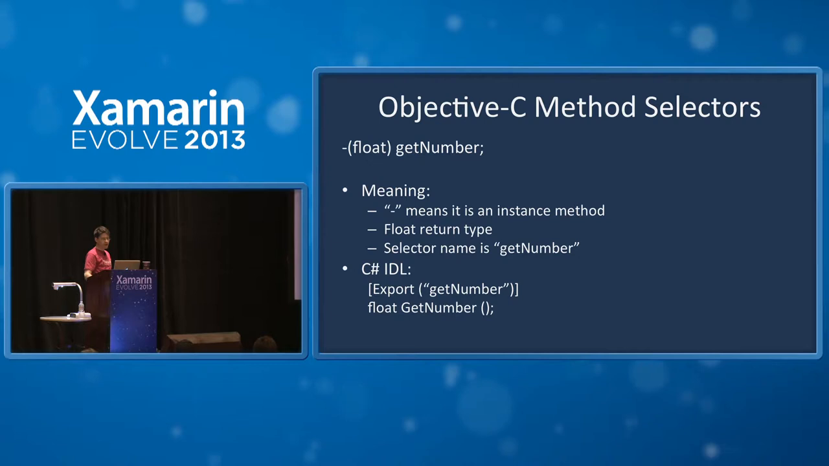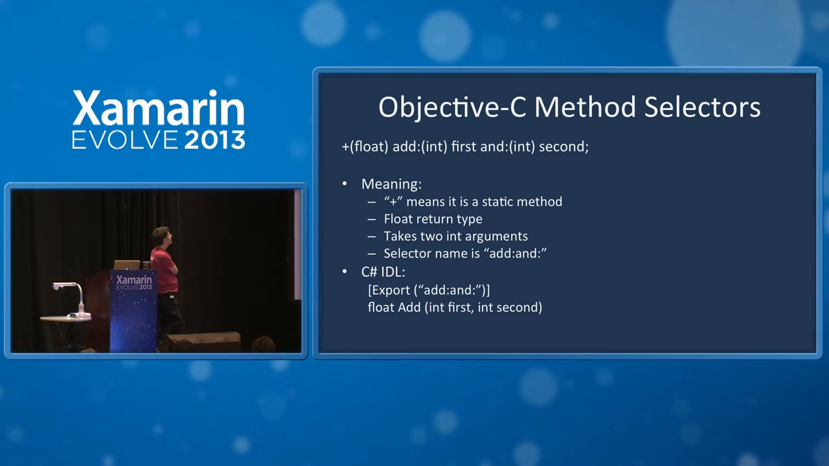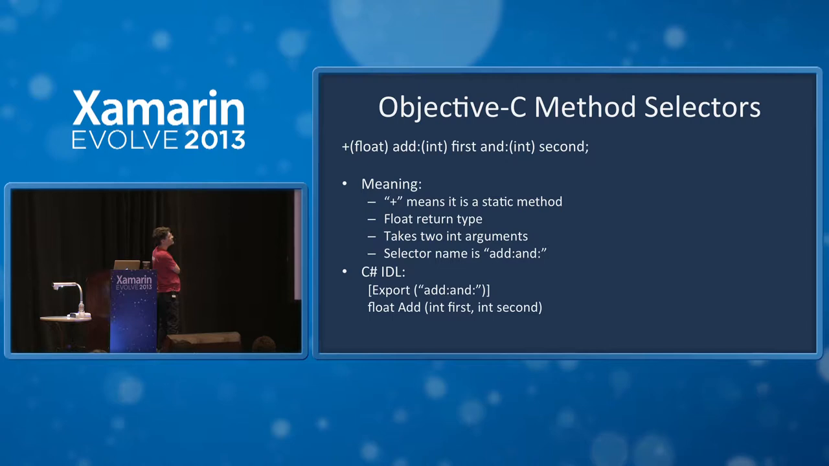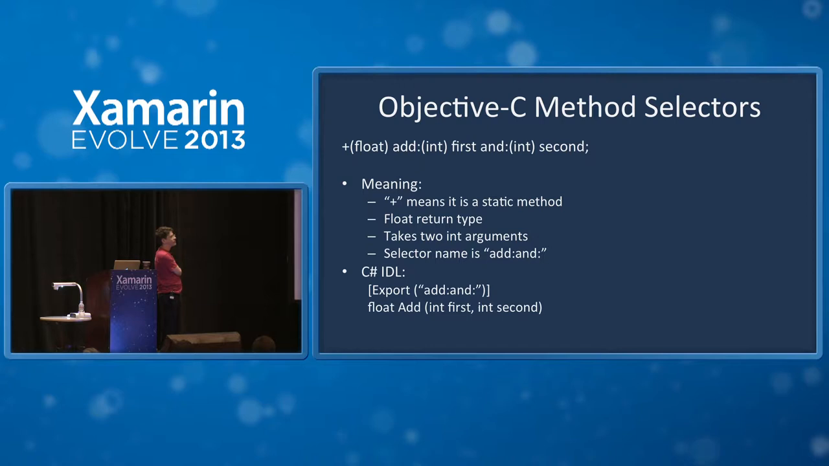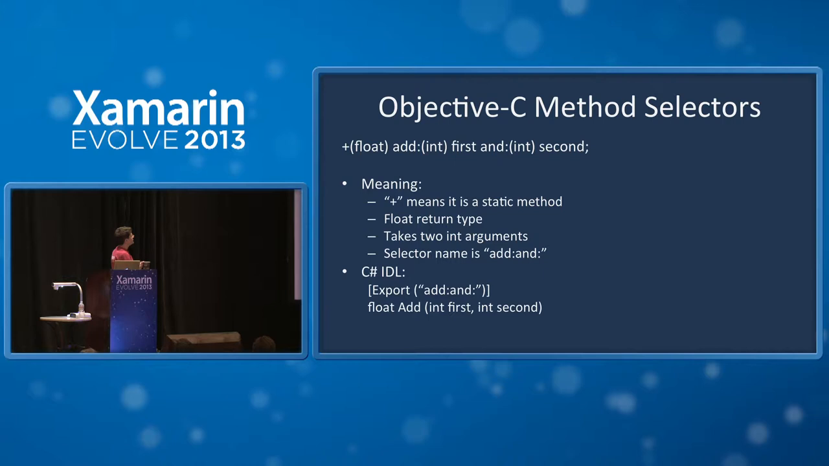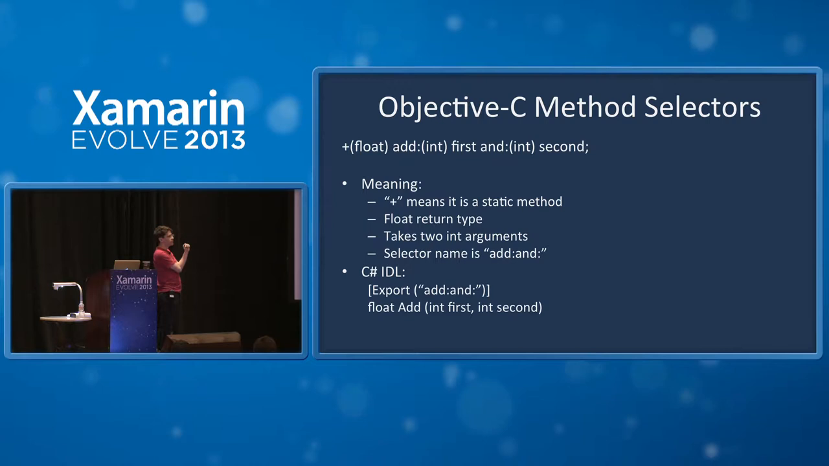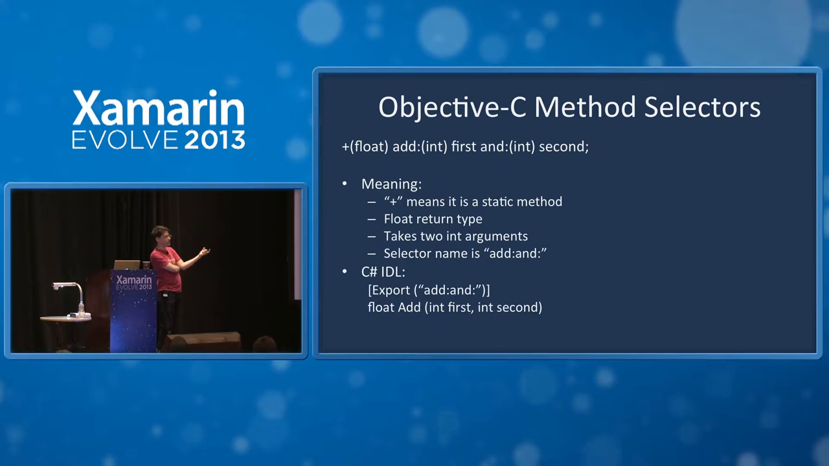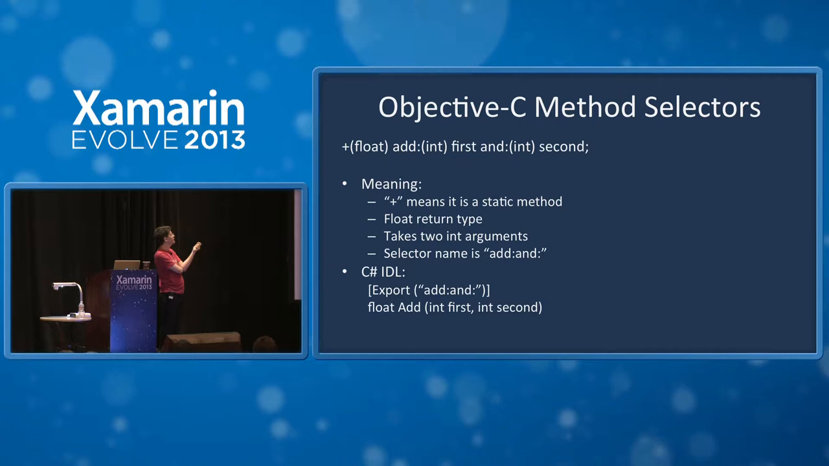Now let's take a look at one a little bit more interesting. This one is a static method that returns a float, and the method is called add:int first, colon int second. The way that you invoke this in Objective-C is by saying add 3 and 4. So that's what you actually write. You say add 3 and 4, those four words. So what is interesting here is that the way that you have to think about this is that the type declarations after the colons should be gone. So remove the type declaration and the parameter name, right? So you end up with add, and then you end up with the second word and, right? And that's a selector for this method.